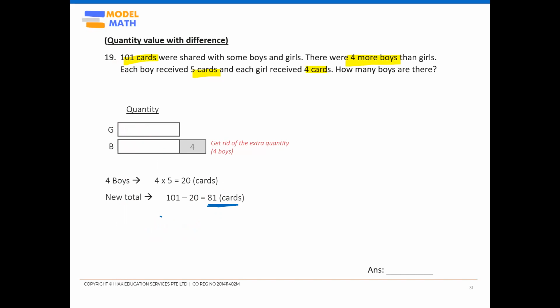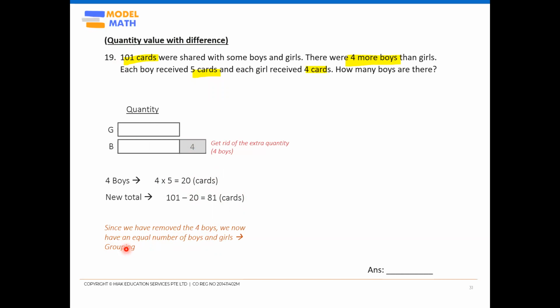Okay, so what we have to understand next is that these 81 cards are now controlled by an equal number of girls and boys, which means that from there, I can apply my grouping concept. So this is what I just explained, okay? Without the four boys now, there's an equal number of boys and girls, and this equal number of boys and girls have a total of 81 cards. But of course, each boy and each girl have a different number of cards, which is why we can go on to apply the grouping concept.